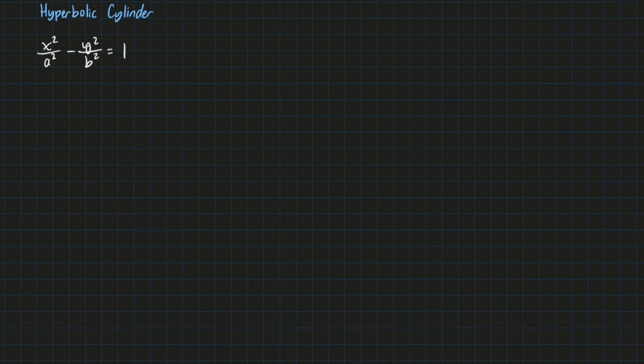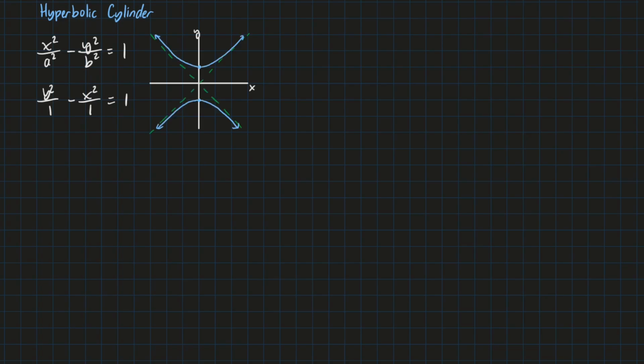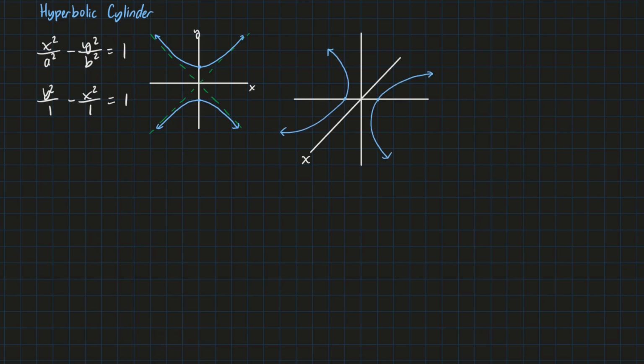We can even have a hyperbolic cylinder where we have an equation of a hyperbola. Let's say we wanted to plot y squared over 1 minus x squared over 1 equals 1. We can start with the 2D if you want. And if we want to plot this in 3D, we can start by plotting the hyperbola along the xy plane. And then z is the missing variable from this, so we have a hyperbola spanning up and down the z-axis.